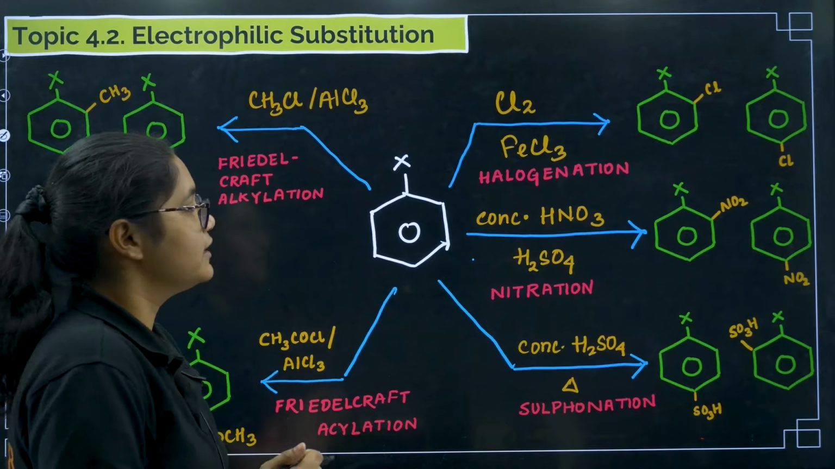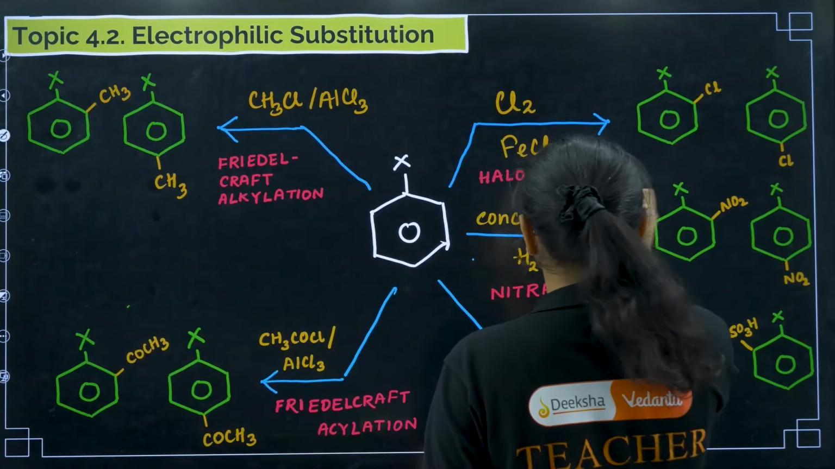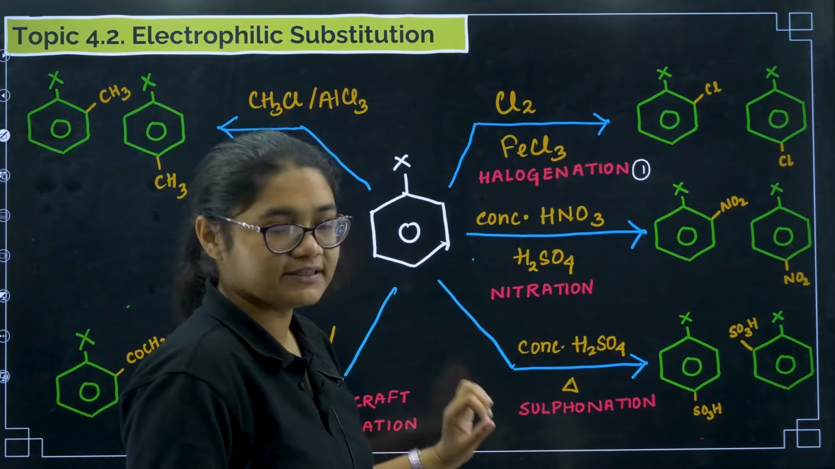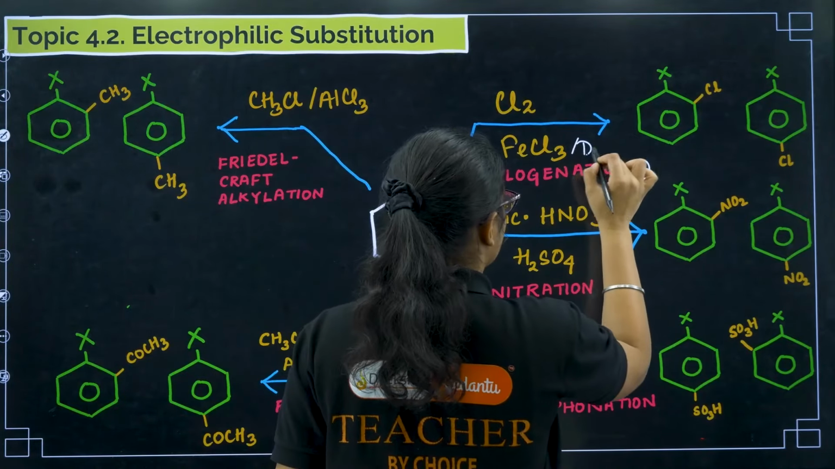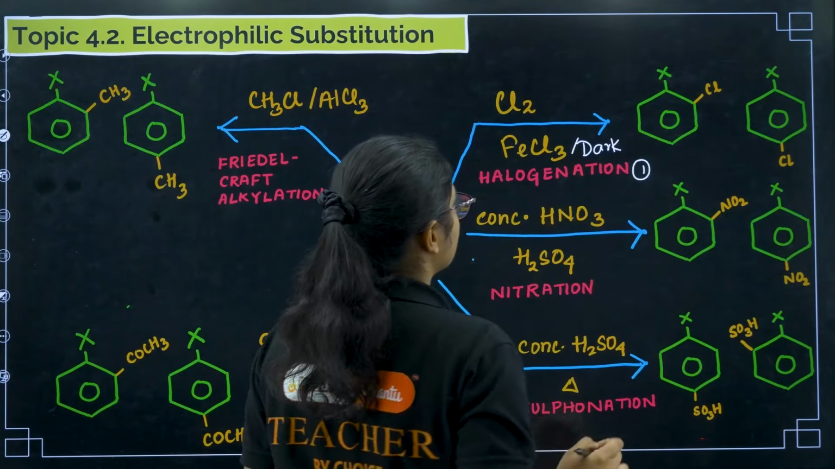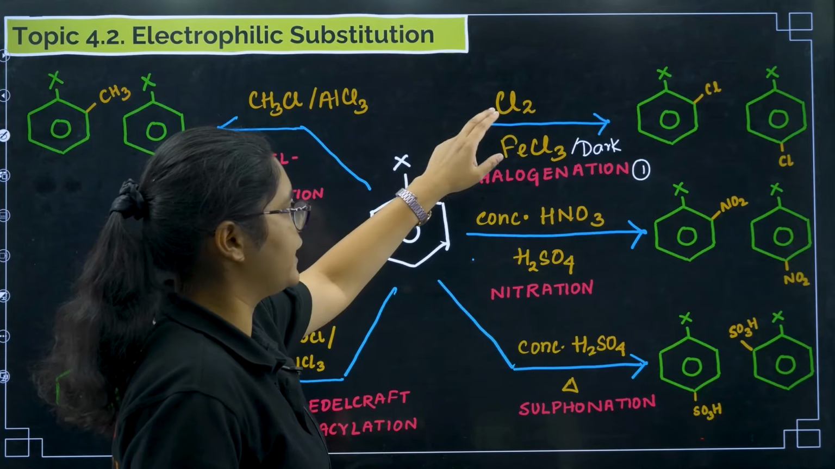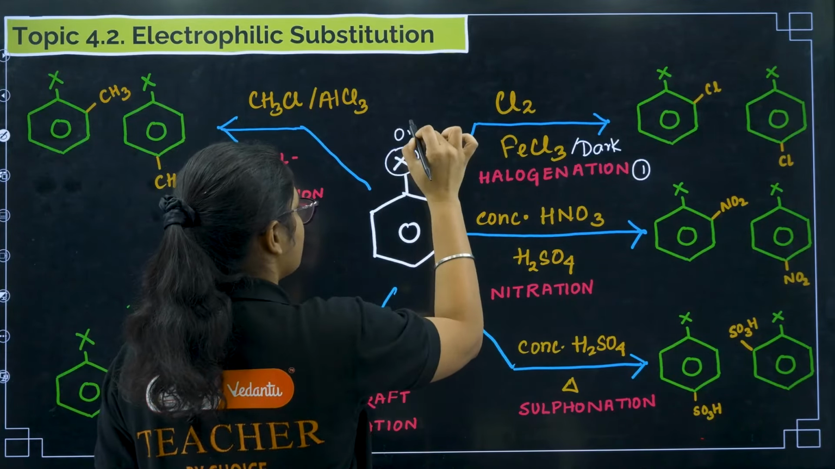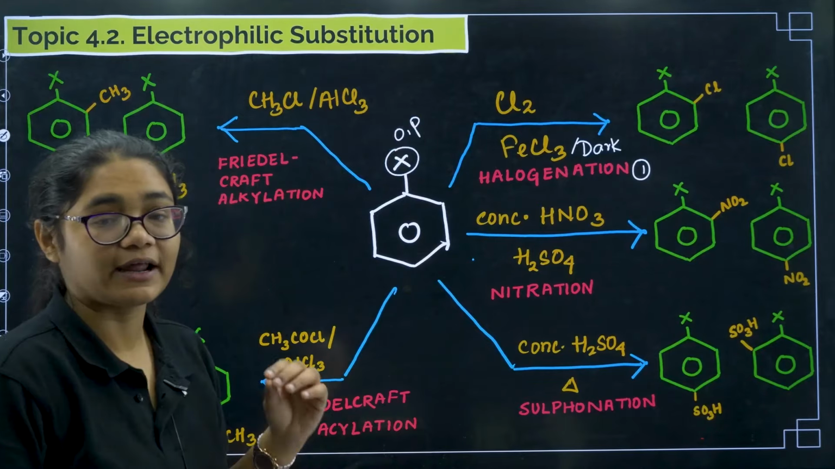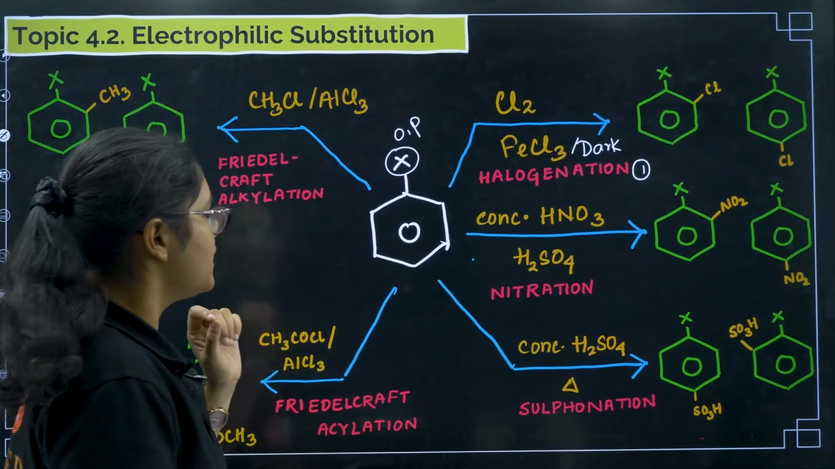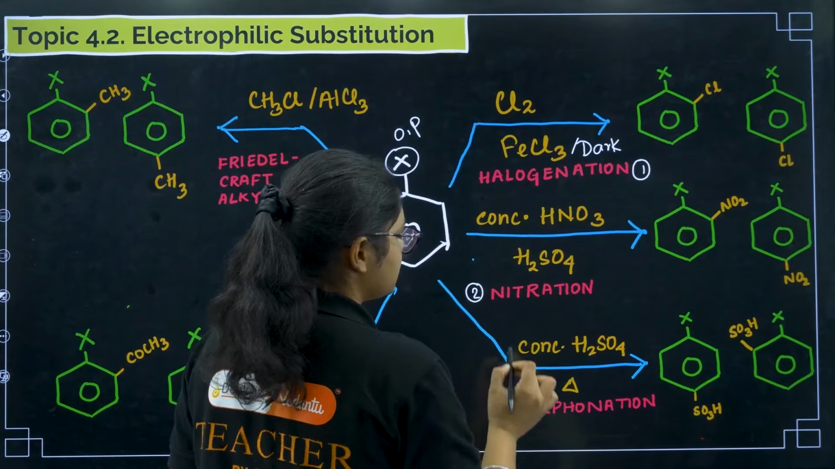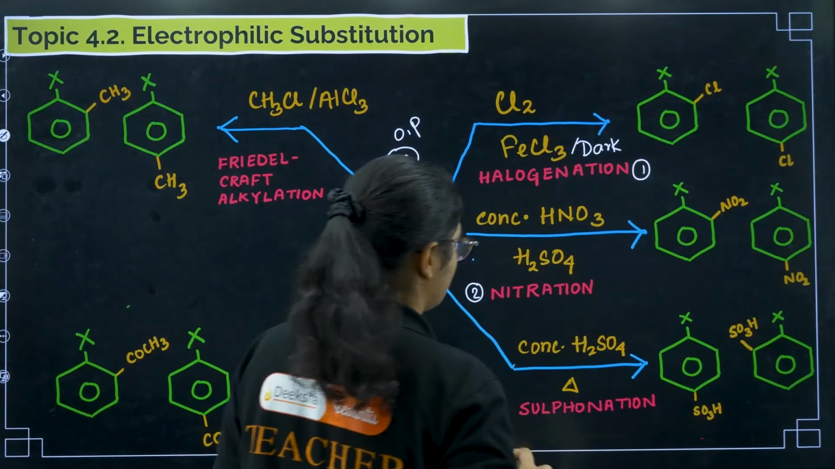Here the first one is halogenation. You should remember the reagent: chlorine with FeCl3, and I told you it has to be in the dark. Okay, so you will get chlorine at the ortho and para positions. X is ortho and para directing, because it is electron donating in nature. Next we have concentrated HNO3 and H2SO4. This is your nitration. You will have NO2 at the ortho and para positions.